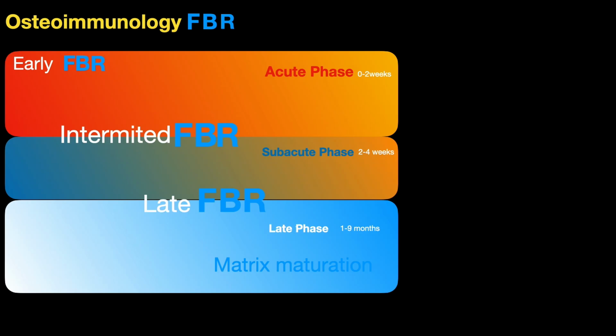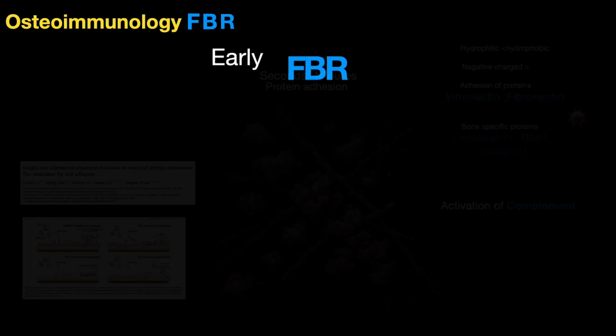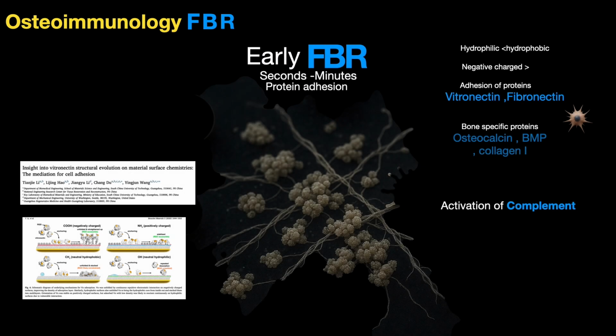So I just wanted to show you how FBR works and what to expect at which second or minute. In the first seconds or minutes of FBR, we have protein adhesion. We want to have hydrophobic proteins. The hydrophobic medium attracts more proteins, and more proteins such as vitronectin and fibronectin attract aggregation of the platelets.